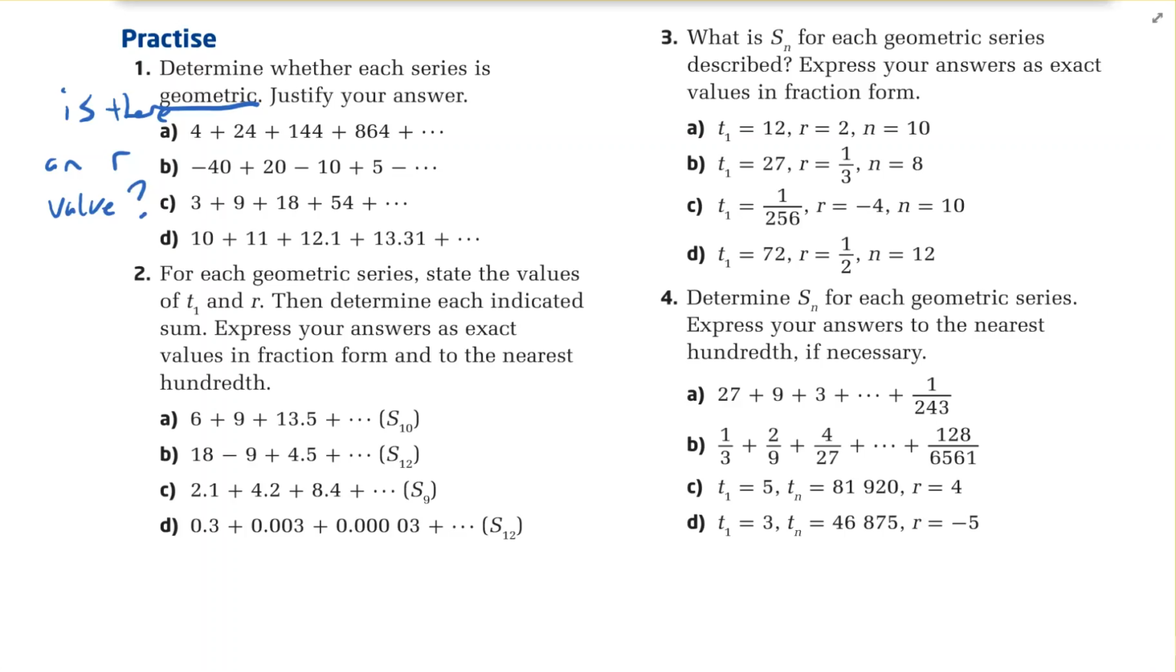What about B? Well, B, if I go 20 divided by negative 40, that gives me negative a half. And I get the same thing if I go negative 10 divided by 20, negative a half. I go 5 divided by negative 10, get negative a half. So it works all the way up there. What about C? Well, 9 divided by 3, that gives me 3. 18 divided by 9, that's only 2. So you don't have the same ratio all the way up. So this is not a geometric series. I'll let you guys do D.